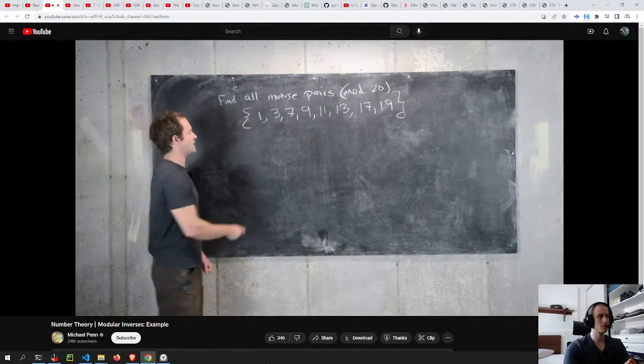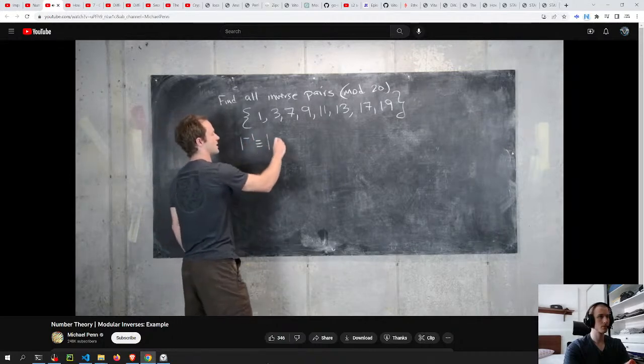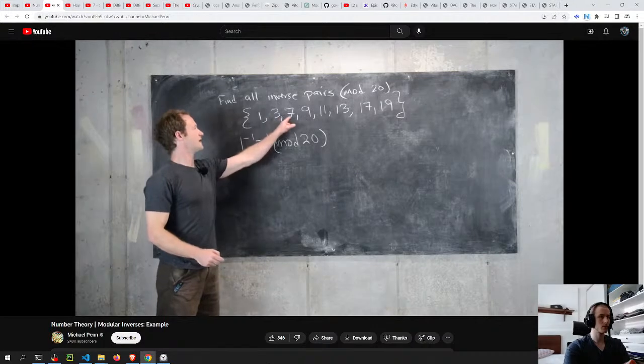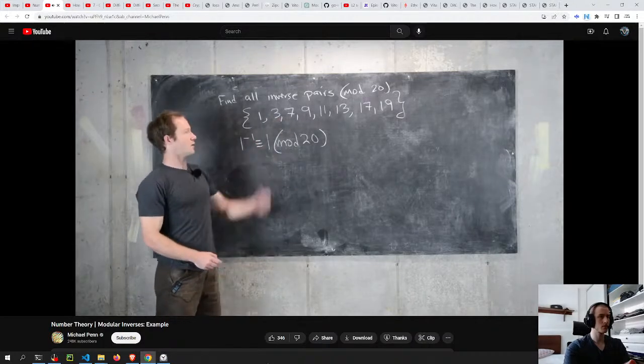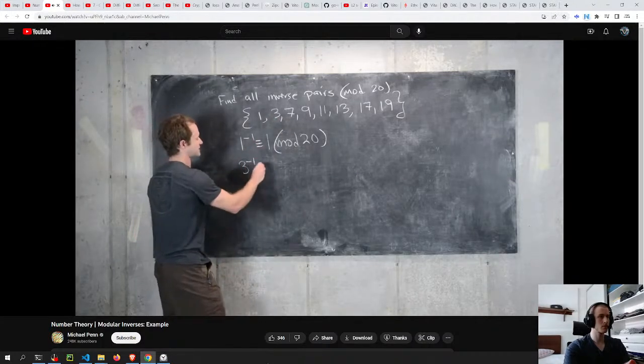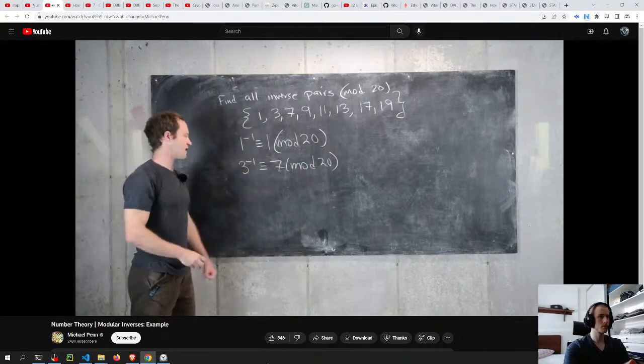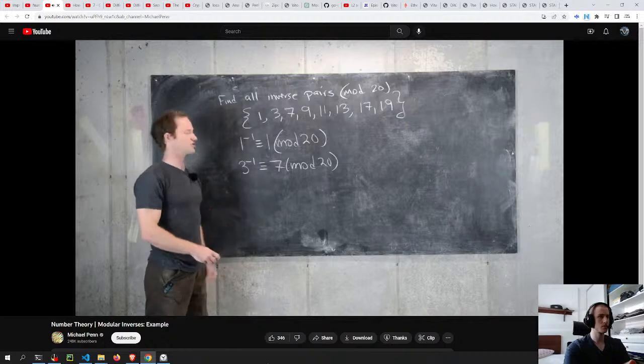So notice 1 is its own inverse, so we can write that down. 1 inverse is congruent to 1 mod 20. That will always be the case. Now we work up from there. So 3 times 7 is 21, and so 21 is 1 mod 20, so that's lucky. So 3 inverse is congruent to 7 mod 20, and likewise 7 inverse is congruent to 3 mod 20, so we won't write that down, but this inverse relationship is mutual.